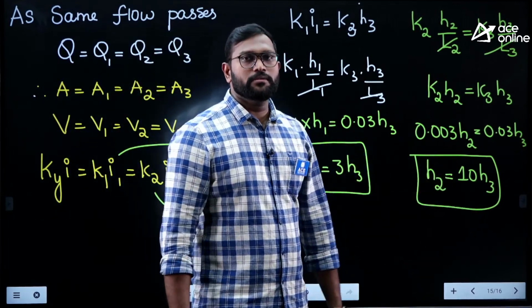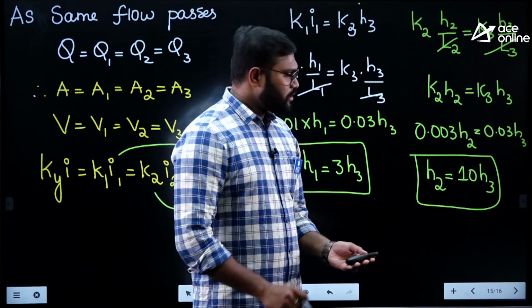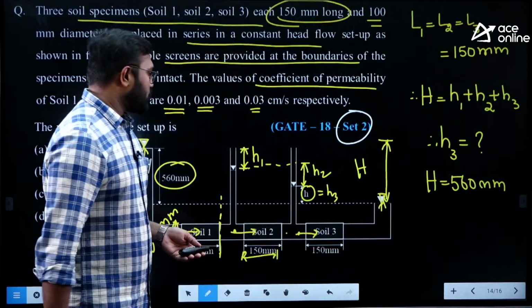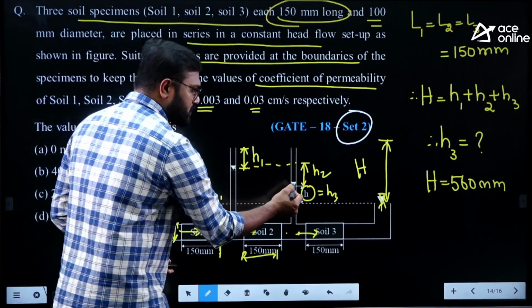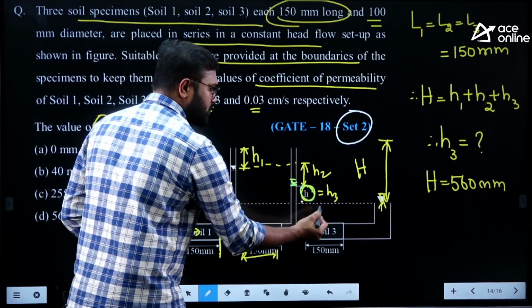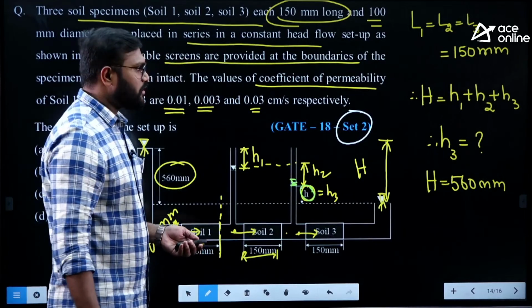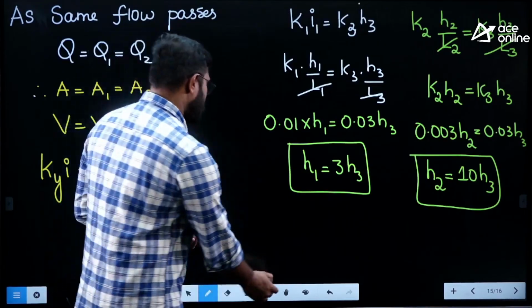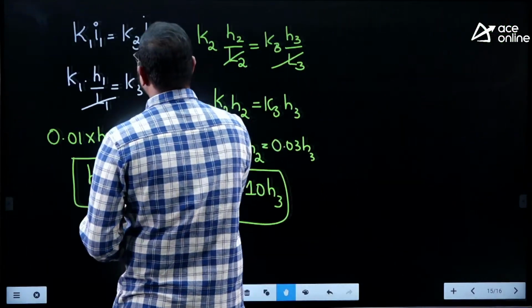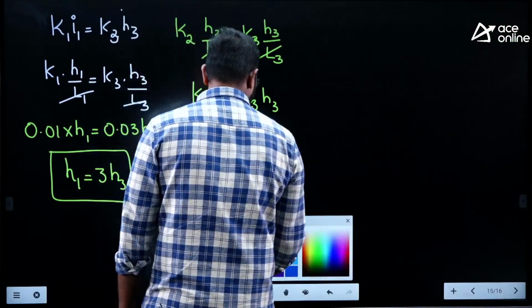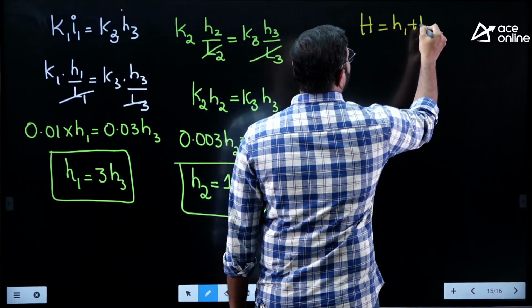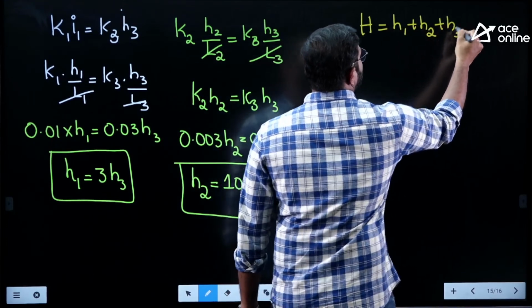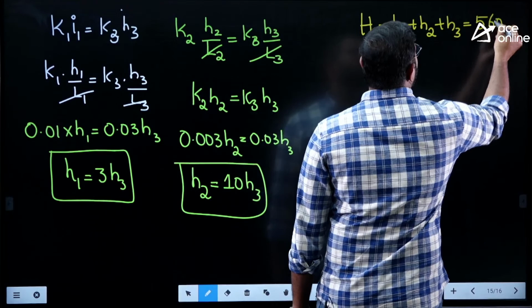Now what I have to do? I need to find out H3. That's what I am looking for. This water level difference is H1. From here to here is H2. What they are asking is the final difference, this h, which I am taking as H3. So now what I do is simply add everything up. You know that the total head loss is equal to H1 plus H2 plus H3, which is equal to 560 mm.